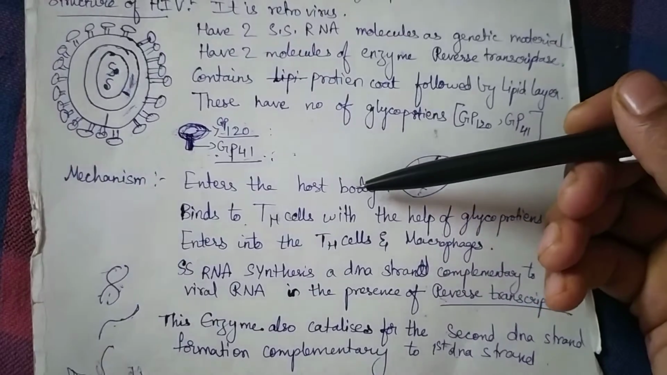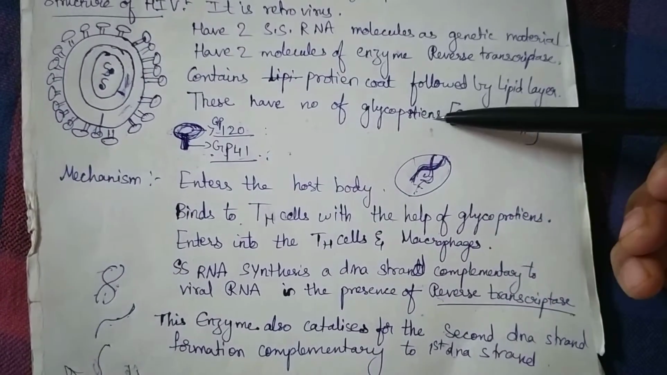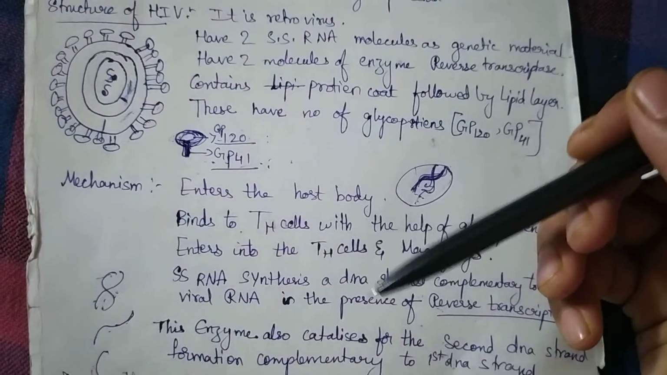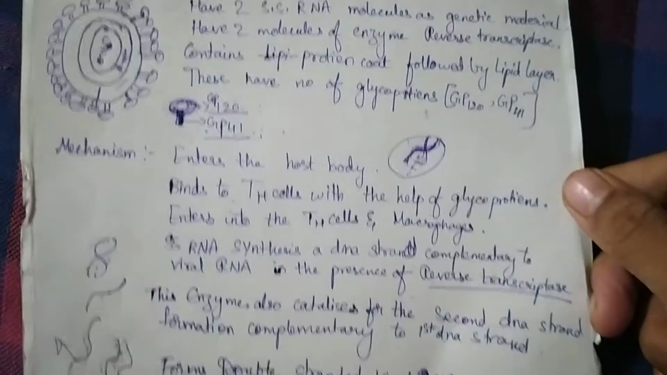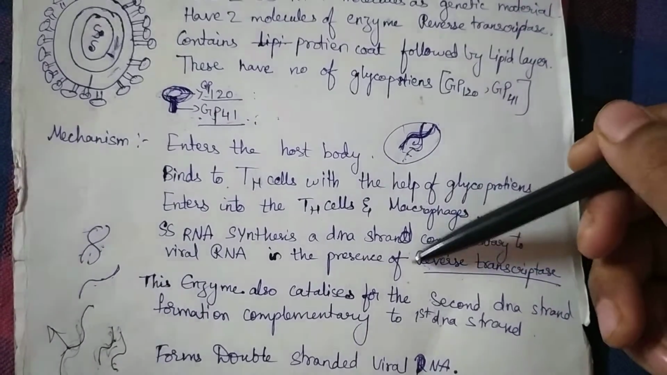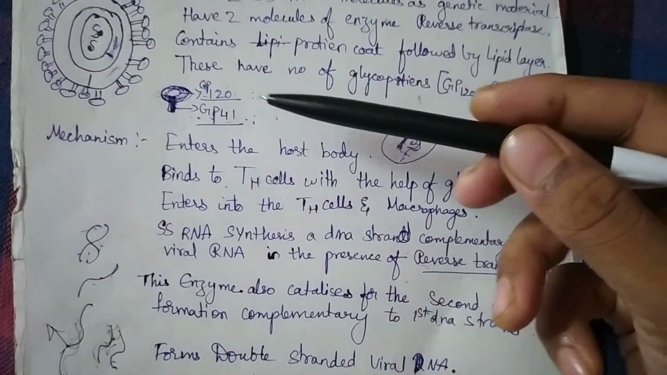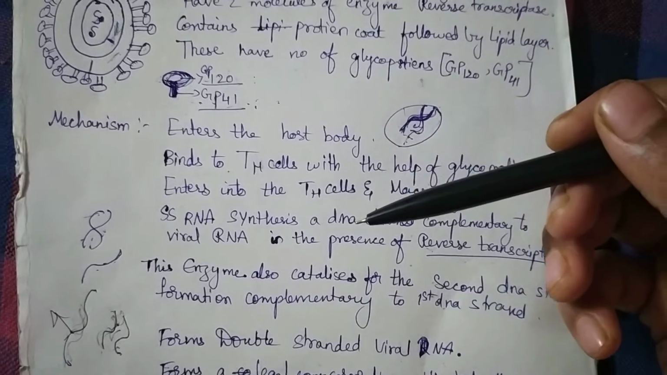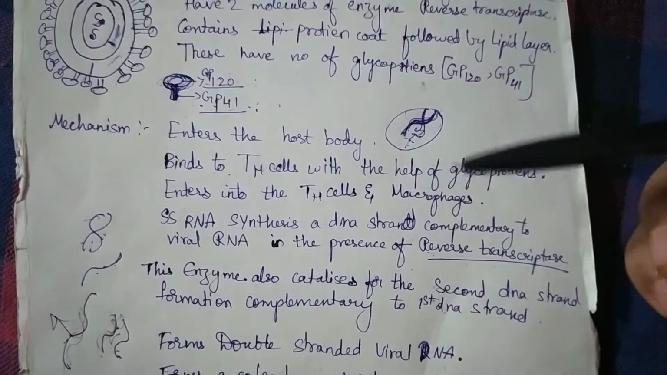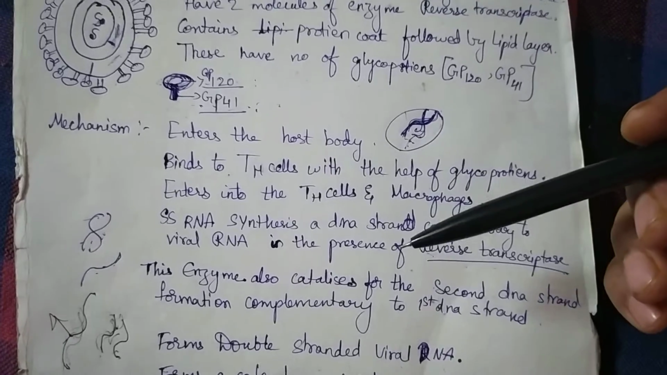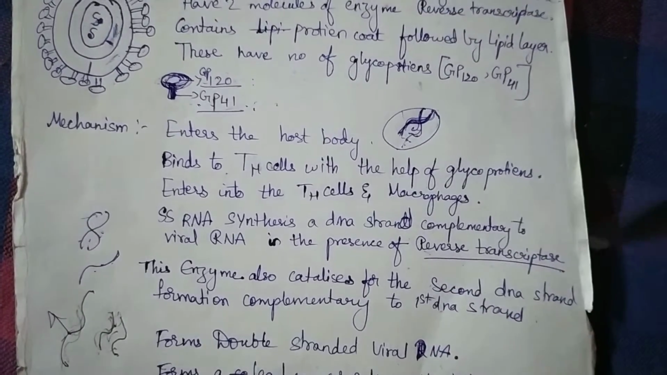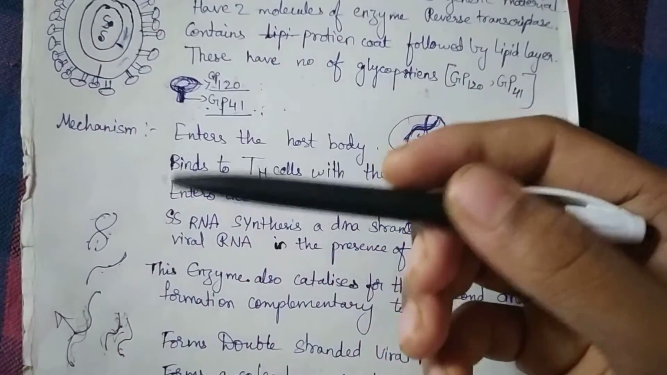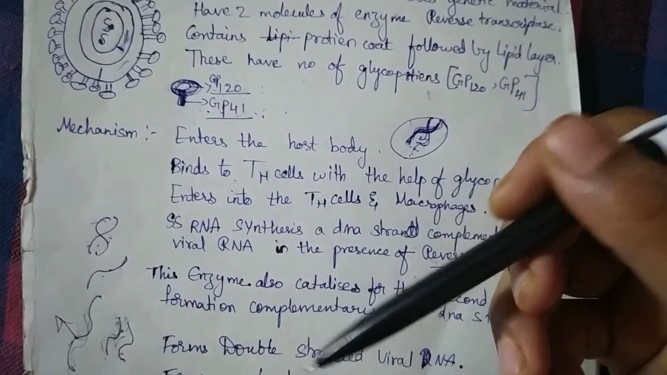The HIV virus enters the host body. The glycoproteins help the virus to bind to the surface of the Th cells and macrophages. With the help of the reverse transcriptase enzyme, the HIV virus enters the host cell, that is the Th cells. The single-stranded RNA synthesizes a DNA strand complementary to the viral RNA with the help of reverse transcriptase enzyme.